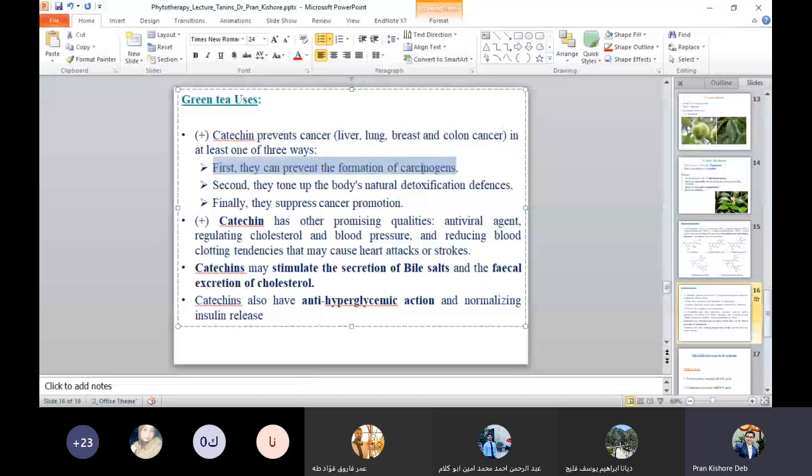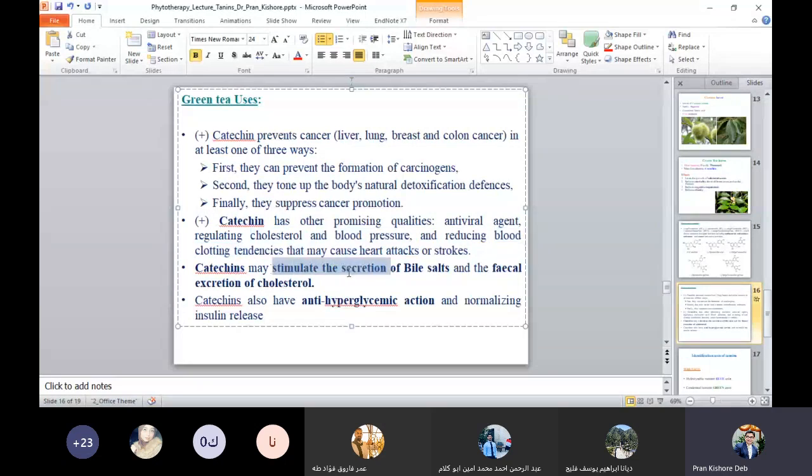First, they can prevent the formation of carcinogens. Secondly, they tone up the body's natural detoxification defense. Finally, they can also suppress the cancer promotion, I mean the proliferation of cancer. The catechin has other promising qualities as well. They are also found to be antiviral, regulating the cholesterol, blood pressure, and reducing blood clotting tendencies that can cause heart attack or stroke.